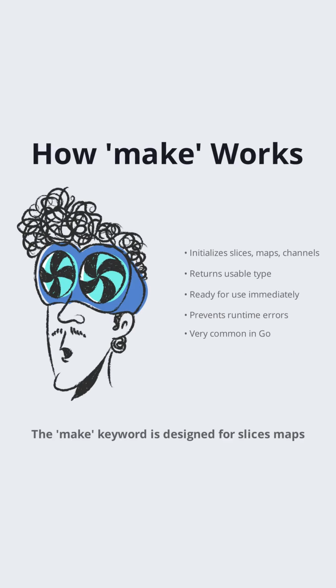The make keyword is designed for slices, maps, and channels. When you use make like numbers equals make([]int, 3), you get a slice that's ready to use immediately, filled with 0 values. It's like getting a lunchbox with compartments all set to hold your food. Unlike new, make doesn't return a pointer, it gives you the actual usable type. This is crucial for slices, maps, and channels because they need to be initialized before you can use them. If you try to use a map or slice created with new, you'll run into errors or confusing behavior. That's why make is the go-to choice for these types.